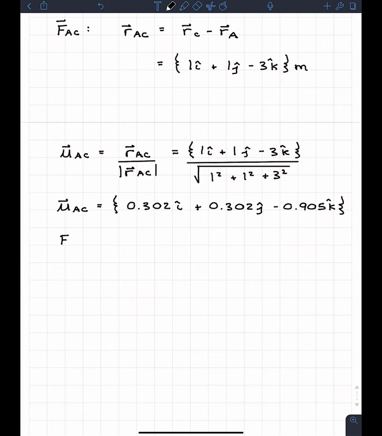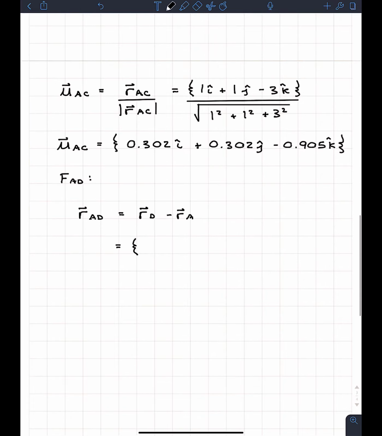So finally, we got FAD. Same process as before. Let's just write that RAD is going to be equal to RD minus RA. And we know that this is going to be equal to, and I can put in the vector, just the I and J from D minus the K from A. And if we do that, what we're going to get is negative 2I plus 0.5J, and then again, minus 3K.